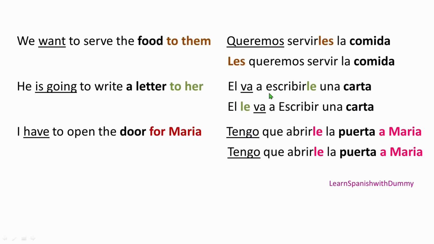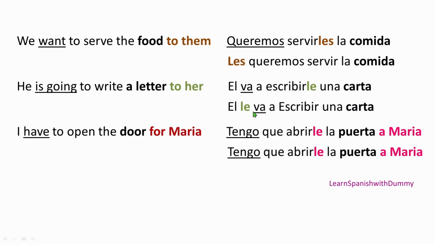Él va a escribir means he's going to write this much. Le, to her, una carta, a letter. Now, this is kind of a future sentence. If you're not aware of them, I will leave the link in the description below. You can just check it out as well. All right, next we have: él le va a escribir una carta.